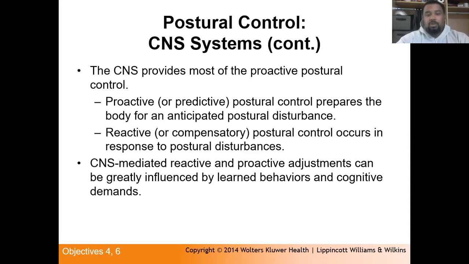Reactive postural control occurs in response to postural disturbances. Say I'm already walking on ice and didn't notice there was ice, like black ice, where you don't see it. I walk on it, and the minute my foot starts to slip, postural control automatically starts to kick in, because you don't want me to fall. I'm reacting now to stay upright and stable.